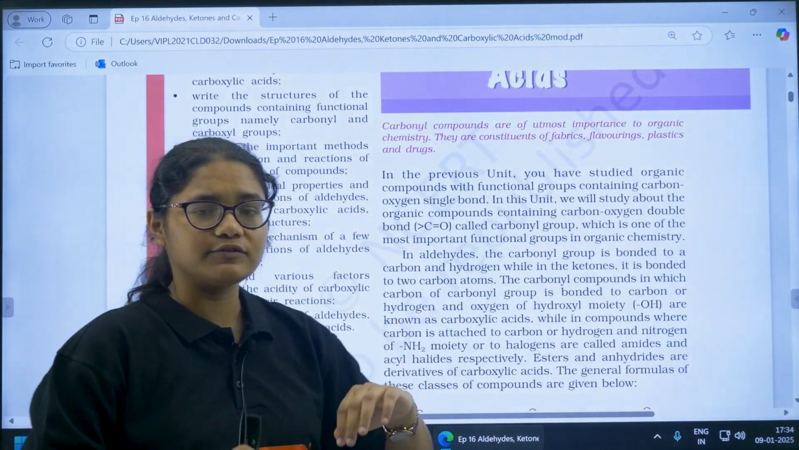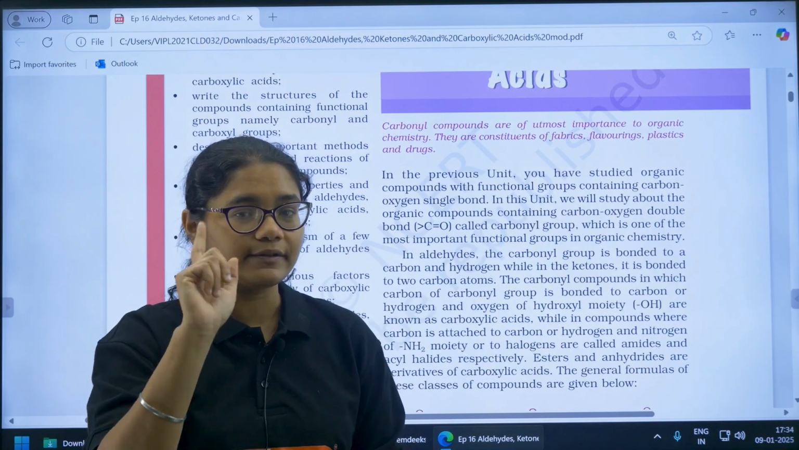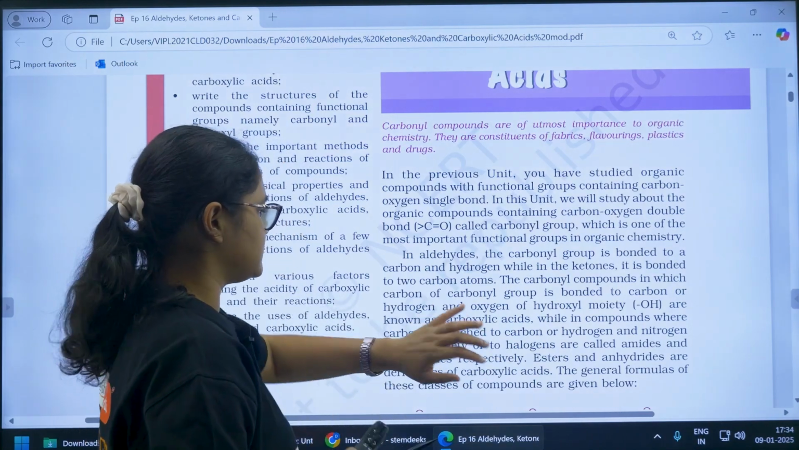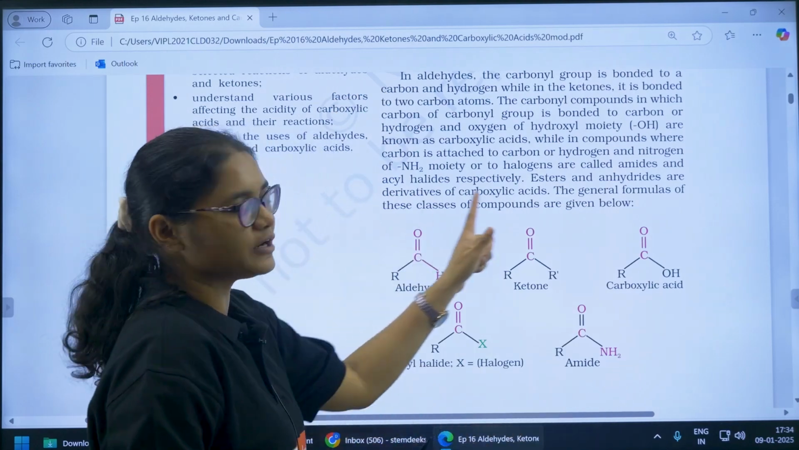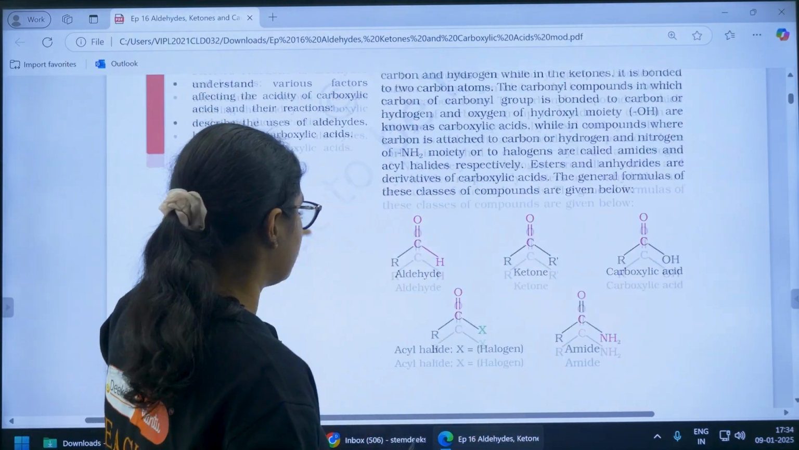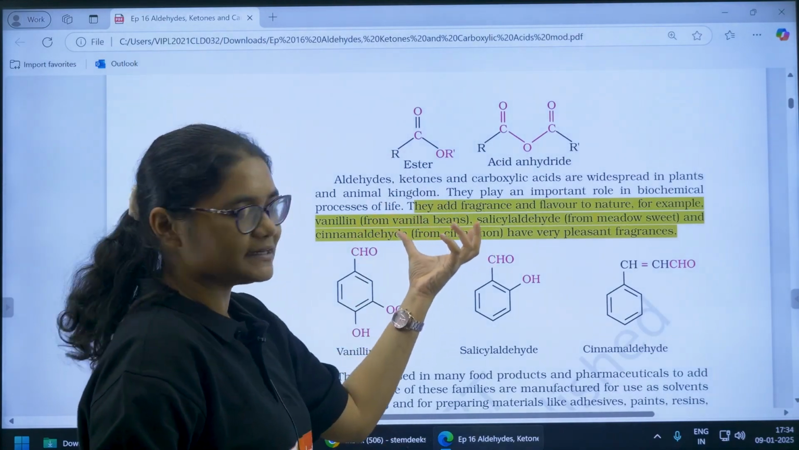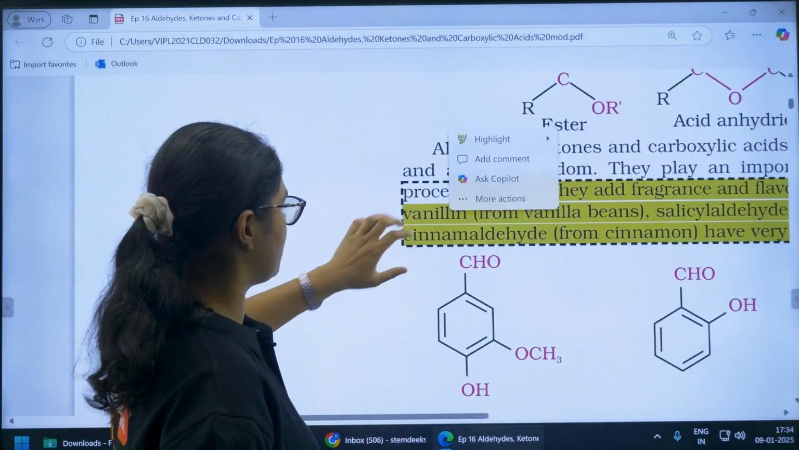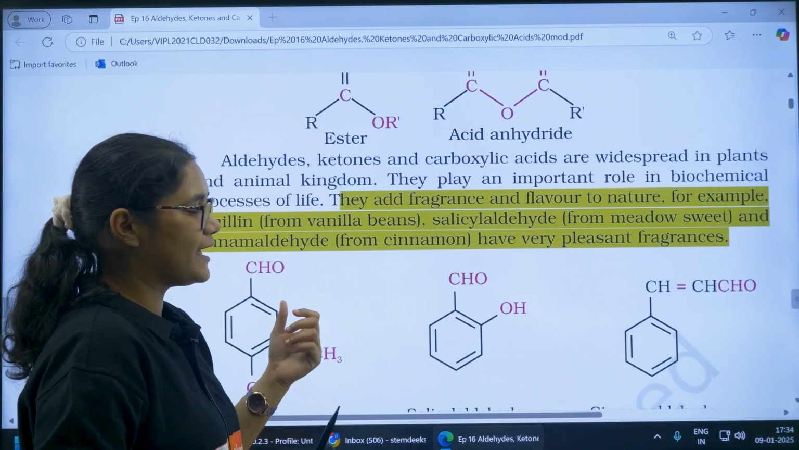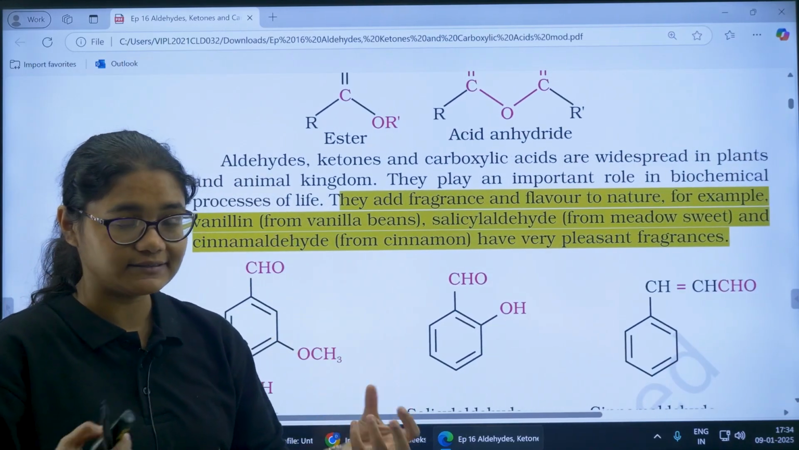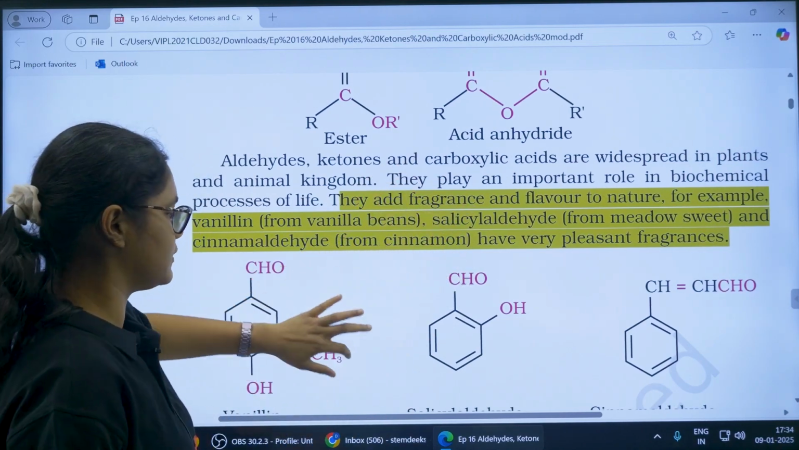If you see the previous chapter, alcohols, phenols and ethers, in its intro part some important things were there. But in this chapter there is nothing much given, you do not have to read this, but you can go through these structures once. After that you can skip it, and here there is a small section about how aldehydes, ketones and carboxylic acids are used as good fragments. You can just highlight this one.